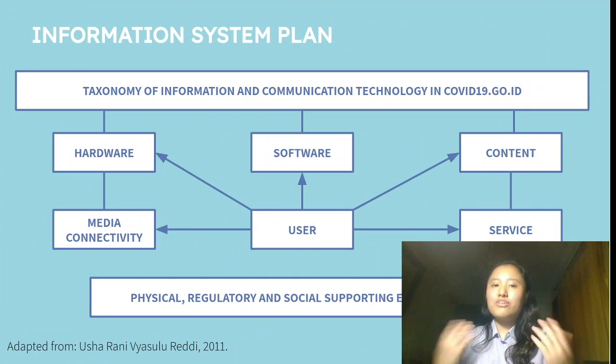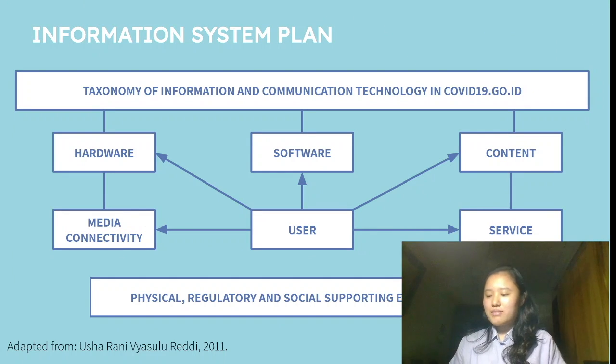And this is the information system plan, the systematics, and there are 5 components to create the website of covid19.go.id, which are the hardware, media connectivity, software, content, and service. And together, if they work well together, they make a good ICT system for the user, so the user can gain access to every information regarding COVID-19 in Indonesia. And additionally, a good physical, regulatory, and social supporting environment helps the people to be more aware.